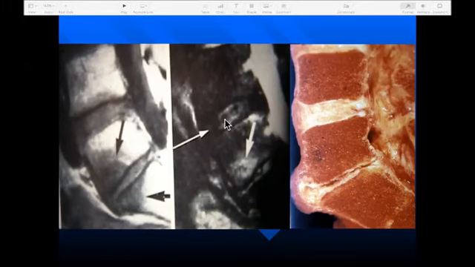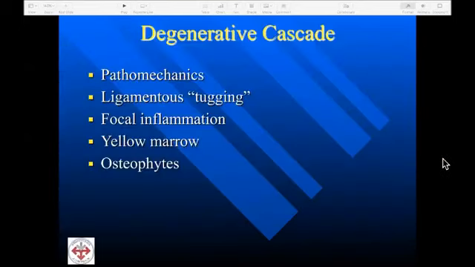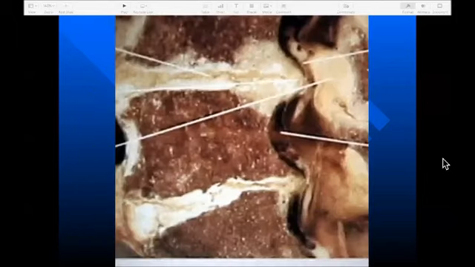And as we noted, that too can be a pain generator, could also be associated with sympathetic and related autonomic dysfunction. So in the degenerative cascade, we have abnormal spinal mechanics causing a tugging on the ligaments, focal inflammation. The yellow marrow is eventually going to displace the red marrow, the hemopoietic marrow, and with time, osteophytes will form. We can see that here, where we have corrugation and hypertrophy of the ligamentum flavum. We have an entrapped nerve root, and we have a posterior osteophyte.